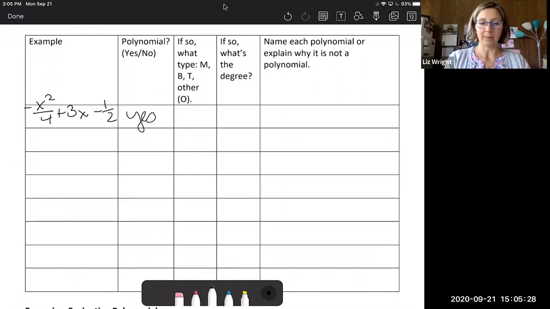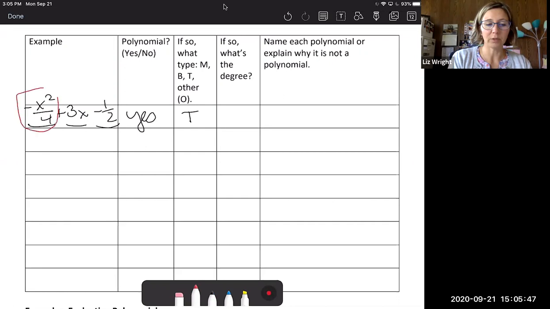If so, what type? Is it a monomial, binomial, trinomial, or other? We're counting up your terms. So you've got 1, 2, 3 terms here. So this is a trinomial. If so, what's the degree? So the degree of just this first term, you're looking at the exponents on this first term, it's just 2. So there's a second degree term here. We've got a first degree term. And here with the constant, we've got a 0 degree.